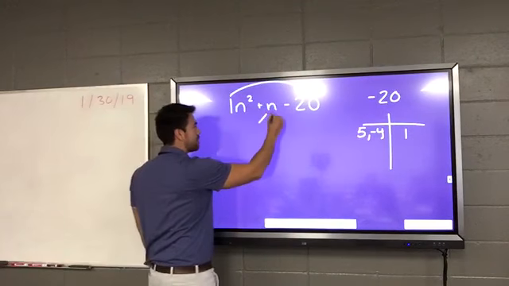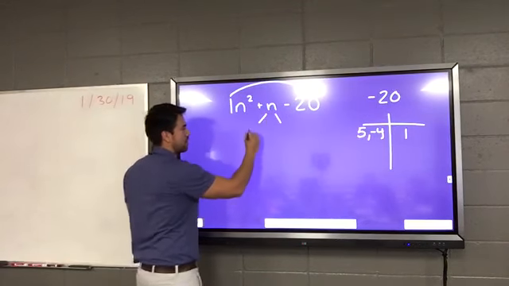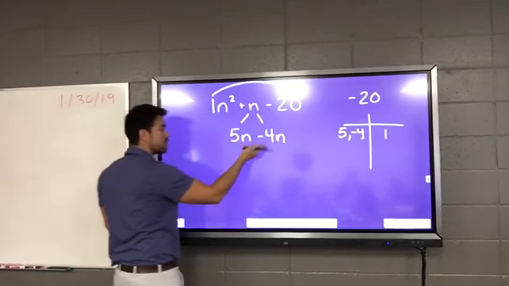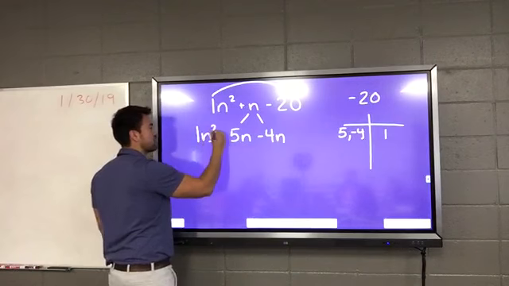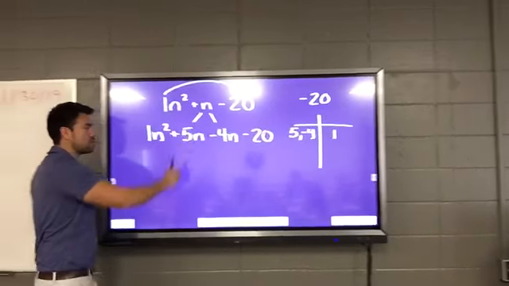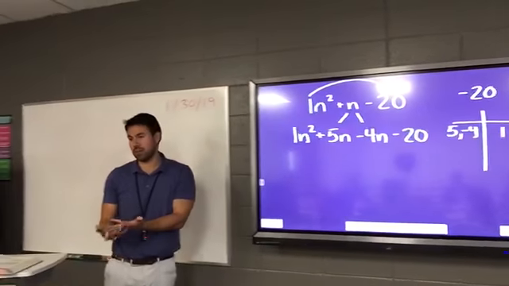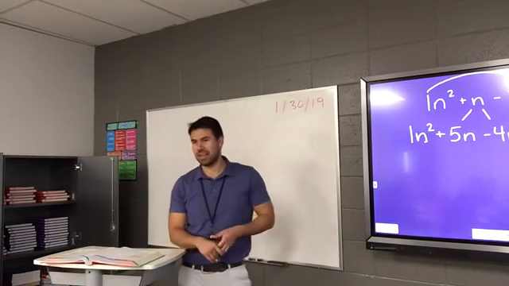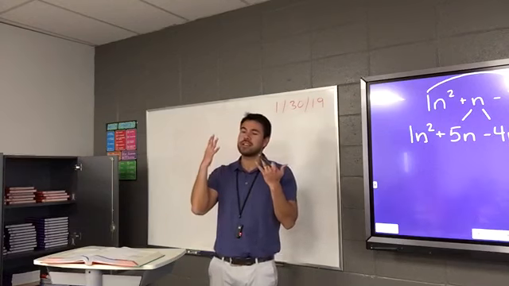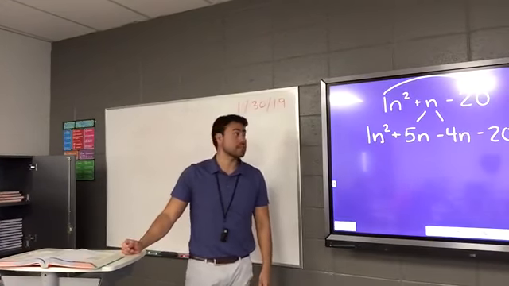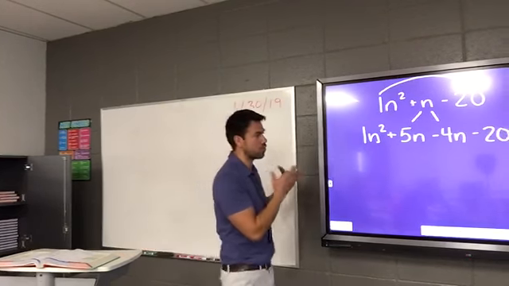All right, ready? What do I break down the middle term into? 5n and negative 4n. And again, those can be switched, but you keep the first term and the last term. It doesn't matter how you write those middle two because of what property? Commutative property. The commutative property will always apply. We talked about that in chapter 1, and I keep stressing it because it helps us know you can do it different ways.